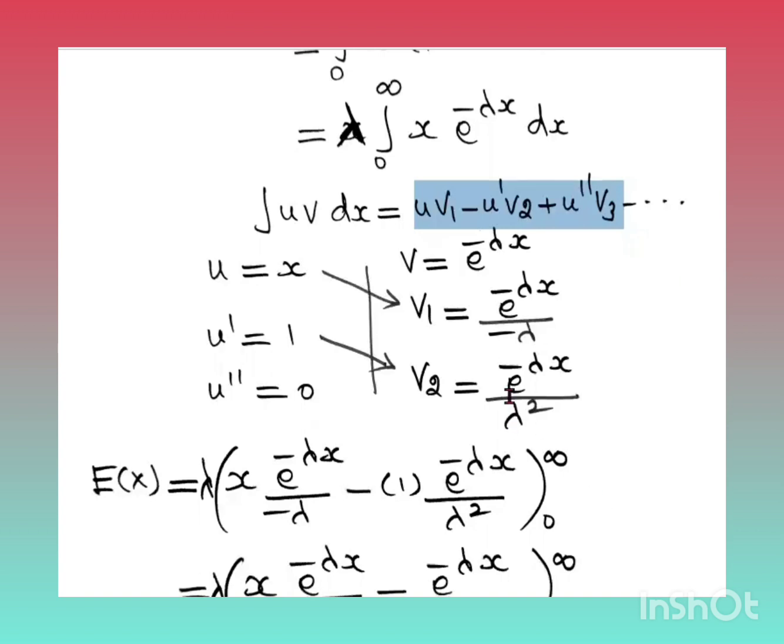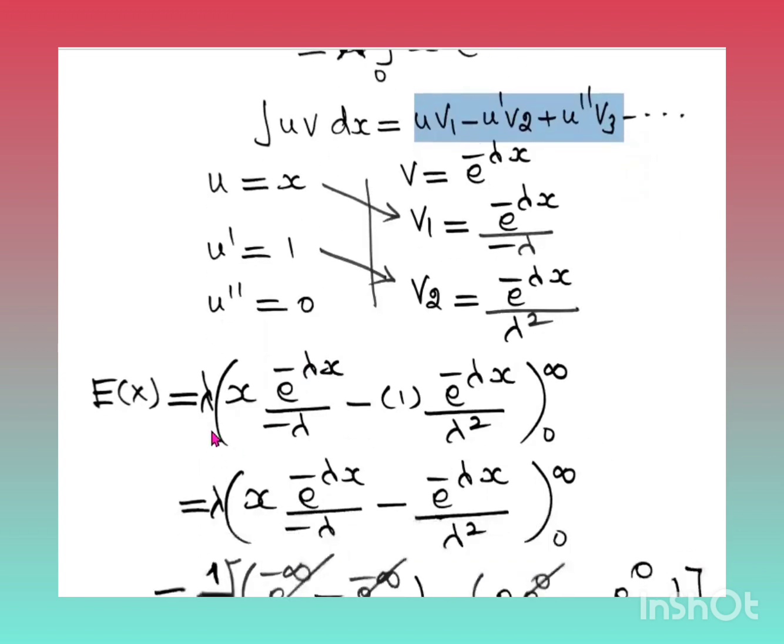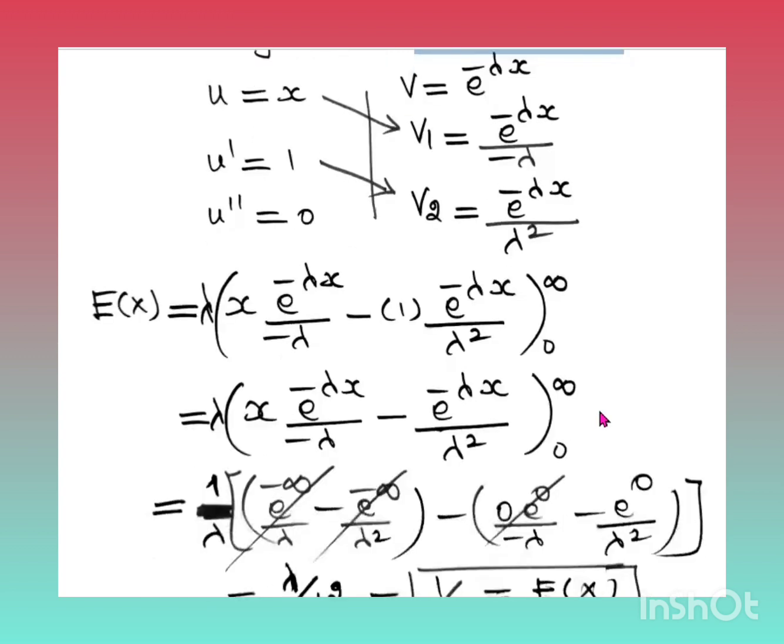Now you have to apply the formula. So E of x is equal to lambda into uv1, x into e power minus lambda x divided by minus lambda, minus u dash v2, e power minus lambda x divided by lambda square. Limit is 0 to infinity. So lambda into x into e power minus lambda x divided by minus lambda, minus e power minus lambda x divided by lambda square, limit 0 to infinity. Apply the upper limit, infinity: both terms will become 0 because e power minus infinity is 0.